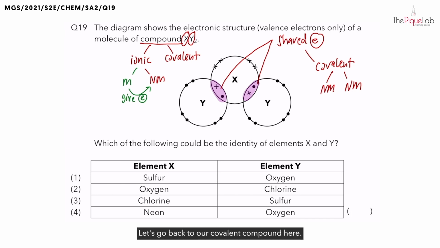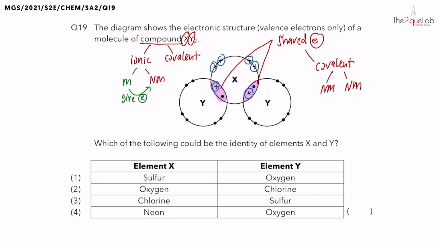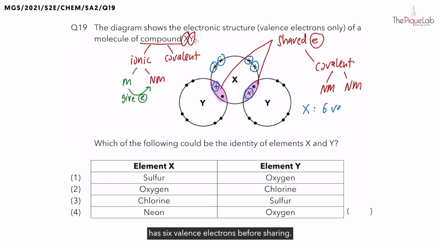Let's go back to our covalent compound here. How many valence electrons does X have before sharing? Let's quickly circle all the electrons that X has in its outermost shell before sharing. Don't forget the ones which are in the shared region as well. How many electrons did we circle? We circled 6. So that tells me that X has 6 valence electrons before sharing.